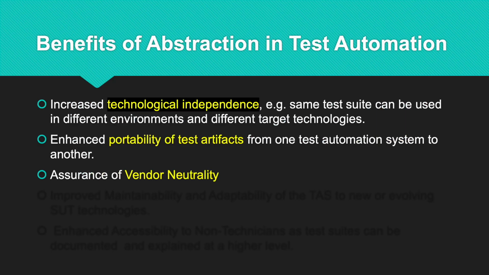When we talk about abstraction contributing to vendor neutrality, we mean that the test automation artifacts such as test scripts and test frameworks are designed in a way that they are not tightly coupled to any specific vendor's tools or technologies. As an example, let's consider a scenario where a test automation framework abstracts database interactions using a database access layer.